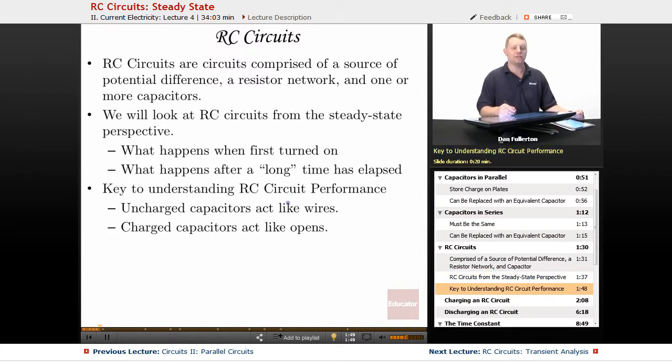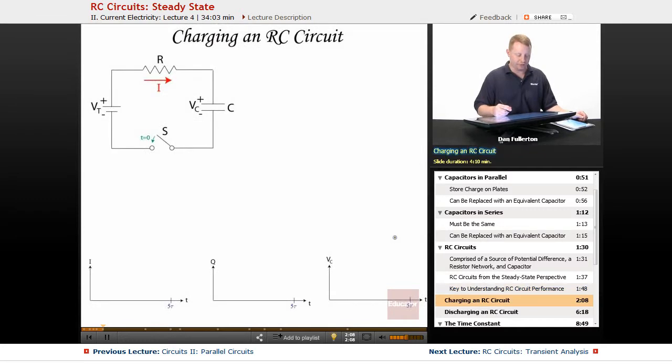Now, the key to understanding RC circuit performance: uncharged capacitors act like wires, charged capacitors act like opens. Gotta know these two facts. It's going to help you immensely with your analysis of capacitor circuits. So let's take a look at charging an RC circuit.